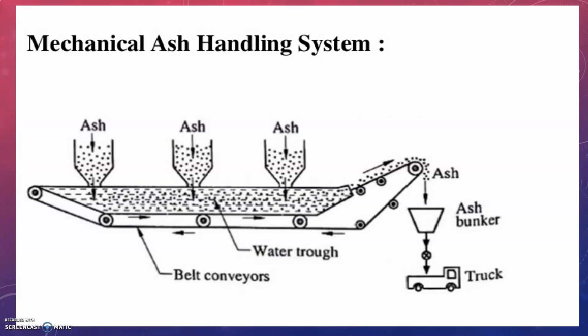Next is the mechanical ash handling system. It is generally adopted for low capacity systems. The ash coming out of the boiler is collected over the belt conveyor. Here we can see the belt conveyors. Mechanical ash handling systems are used for low capacity systems. Right? The ash coming out of the boiler is collected over the belt conveyor through a water seal for cooling the ash from the boiler.